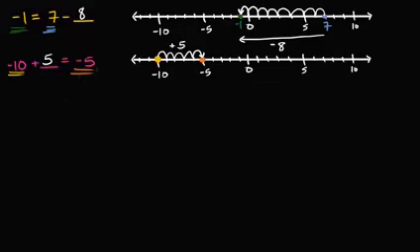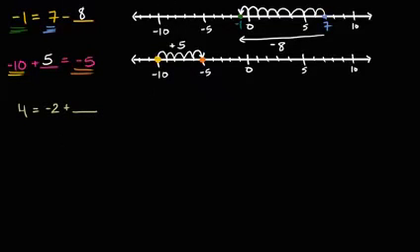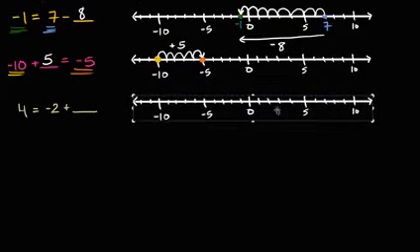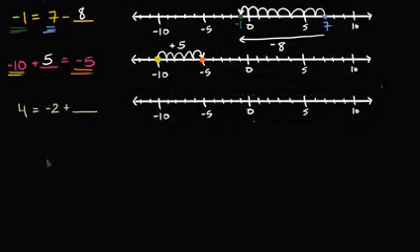Let's do another one. All right. So let's say we had 4 is equal to -2 plus blank. Well, we can do this the same way we've been doing others. Let's get our number line out here. And one way to think about it, our goal is to get to 4. Our goal is 4 right over here. So this is 1, 2, 3, 4. Get to +4. That's +4 right there.